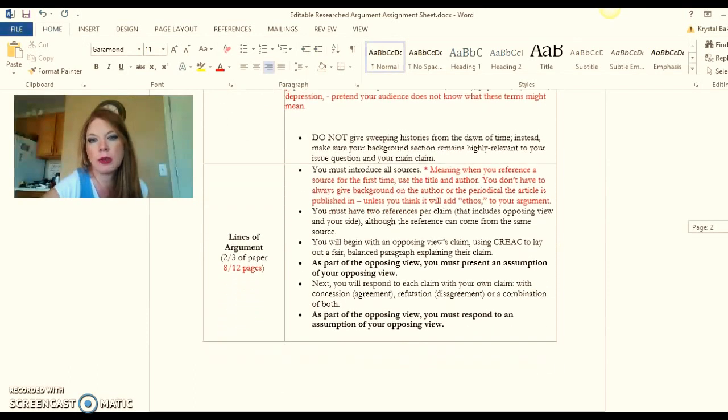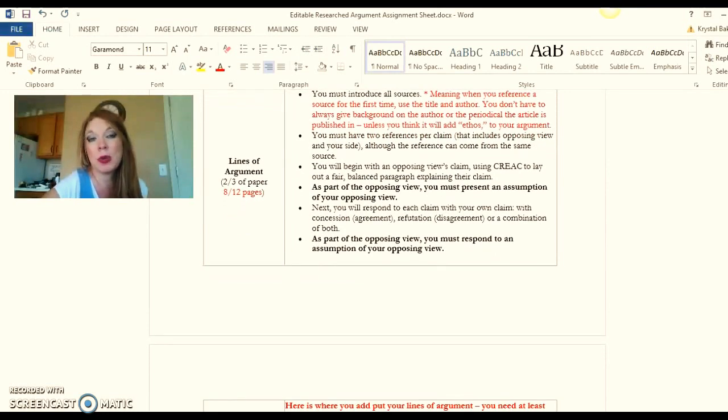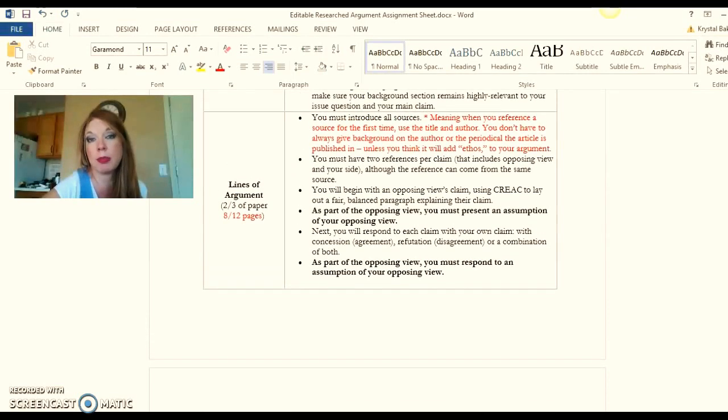Going down to your lines of argument, this is really important. 2/3 of your paper is going to consist in these lines of argument that you've been working on these last couple of days and will be working on for the next few. 2/3 of a 12-page paper is 8 pages. So as I grade your paper, I'm going to be looking for 8 full pages of discussion, back and forth argument about your topic. So as you've worked on the lines of argument this week, you're going to just pull that format right over and use it here.